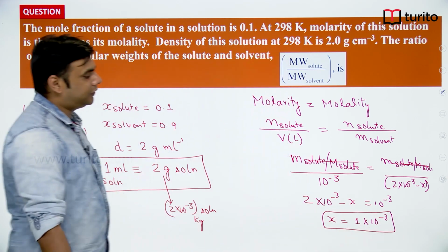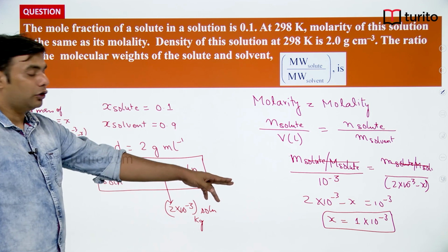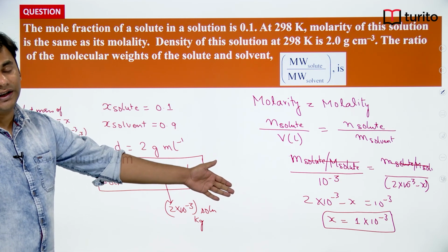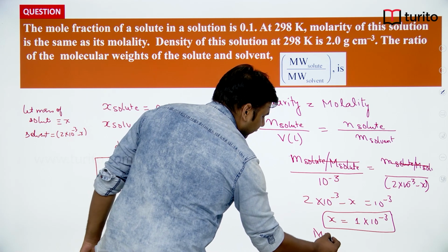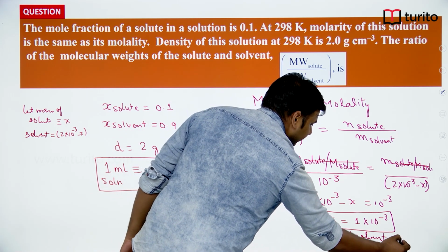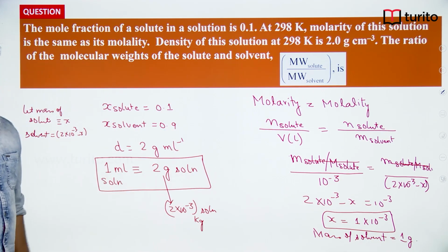Hope this is clear to you. So the mass of the solvent is 1 into 10 raised to minus 3 kg, or we can say that mass of solvent is 1 gram. So if mass of solvent is 1 gram, you can say that mass of solute is also 1 gram, because total mass of the solution was 2 gram. So mass of solute and solvent is same.